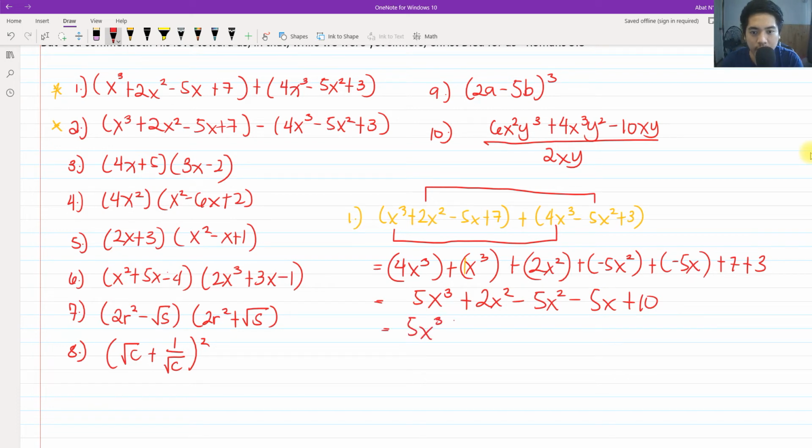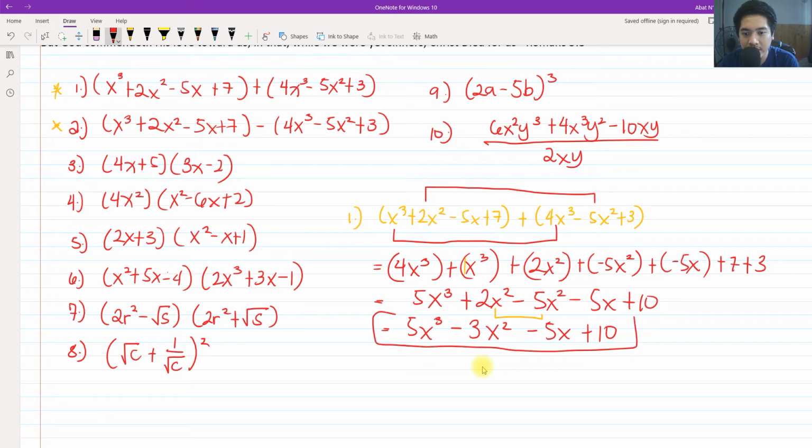So 5x cubed plus 2x squared, I'm sorry. So we can now simplify 2x squared and minus 5x squared. So 2 minus 5 would be negative 3x squared. So we have simplified 2x squared minus 5x squared, which is negative 3x squared. Then copy negative 5x, since there are no other terms with x, so this would not change, and then we have plus 10. So our answer here would be 5x cubed minus 3x squared minus 5x plus 10. So this will be our final answer.